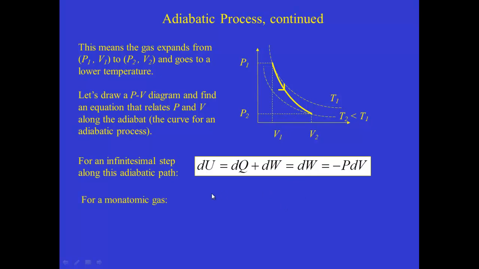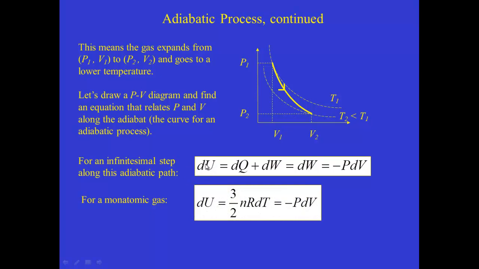So what does this do for us? Now for a monatomic gas, we know the expression for U. We know that U is 3/2 nRT, so dU, the change in the internal energy, is 3/2 nR dT. So that's the left-hand side of this equation. The right-hand side is negative PdV. So we've got a relationship that says for anything that happens along this curve at a particular pressure P, the temperature change and the volume change are related to this equation here.